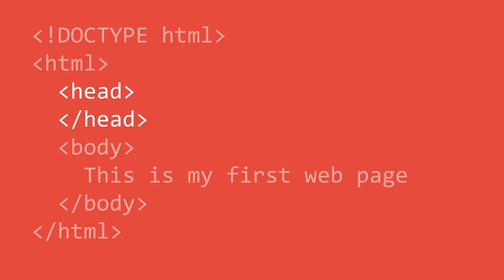The information in the head element is never displayed in the browser, but is instead used to set information such as the title or description of the page. This element is generally the first element inside the HTML element, but it does not have to be. Our last element is the body element. The body element contains all the information that we want to display inside the browser. This can include text, images, videos, and much more.